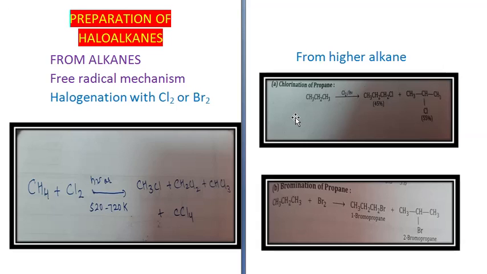Now 1-chloropropane is obtained 45% and 2-chloropropane is 55%. Same is in the case of bromination of propane. When you react it with bromine, you will get two types of products. First, when the bromine is added to the first carbon, it is 1-bromopropane, CH3, CH2, CH2Br, and in the second case, bromine is added to the second carbon atom, so CH3, CHBr, CH3.